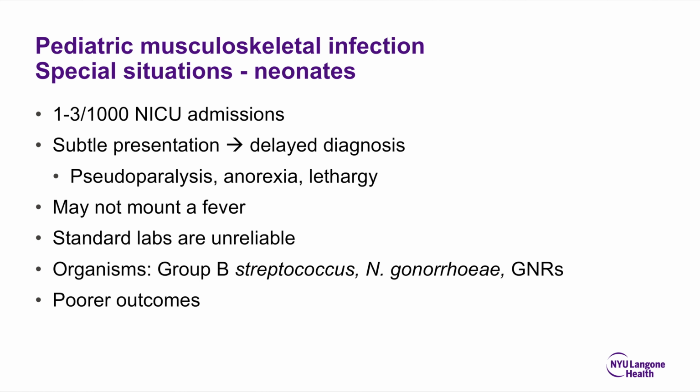Neonates are another special situation. So MSK infection in a neonate occurs in as many as 3 per 1,000 NICU admissions. Children this age may have a very subtle presentation of infection, which leads to a delay in diagnosis and ultimately to poorer outcomes. Some of the signs may be pseudoparalysis of a limb, anorexia, or lethargy. A child this age may not mount a fever, and similarly, standard labs may be unreliable. The organisms that cause MSK infection are different in this age group, and they may include group B strep, Neisseria gonorrhea, and GNRs. And again, kids this age with MSK infection have worse outcomes than we see in older children.